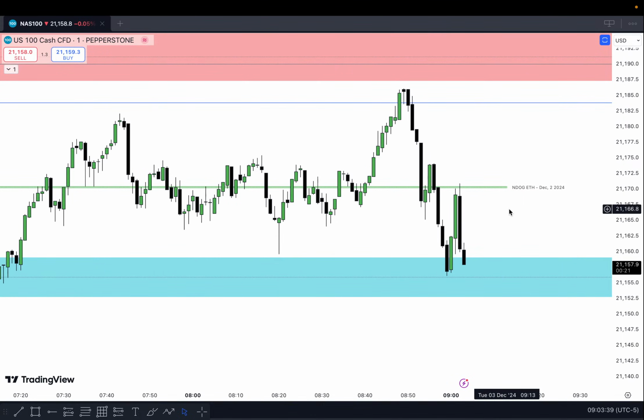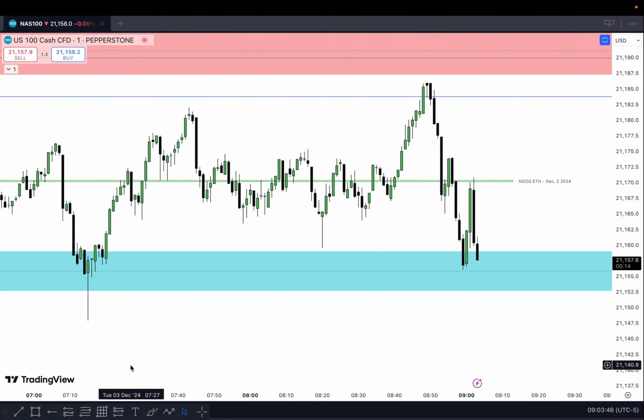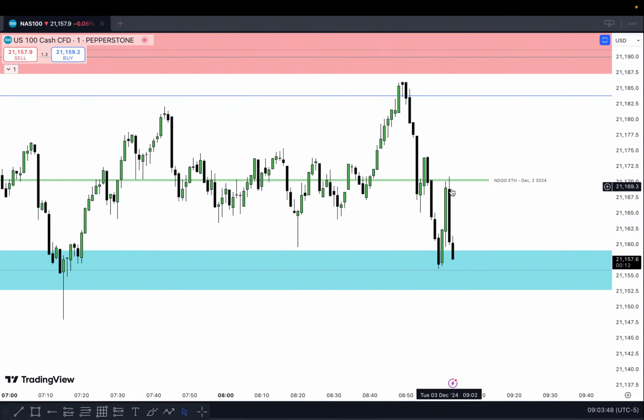We had this breaker block here, this fail gap unicorn here, but the risk, not even risk, but I'm just not liking the price action at all here.